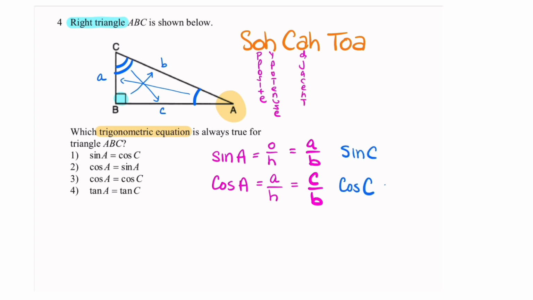Now, from the perspective of angle C, we could write out the sine and cosine for them. Opposite over adjacent for sine would be C over B, and the adjacent over hypotenuse for cosine would be A over B. And we notice that the sine of A is equal to the cosine of C, or the cosine of A is equal to the sine of C. So choice A, or choice 1, is the correct choice here, a popular question amongst multiple choice.